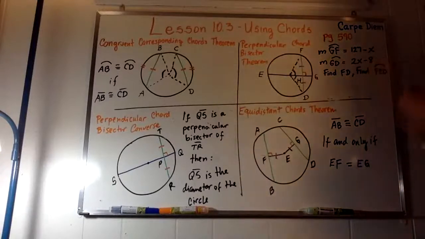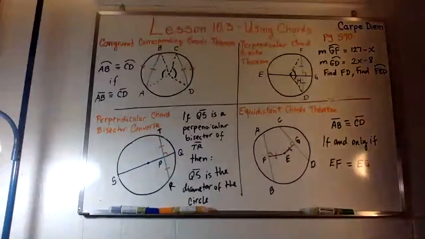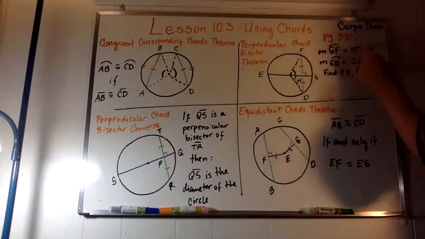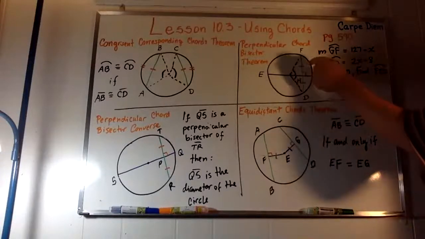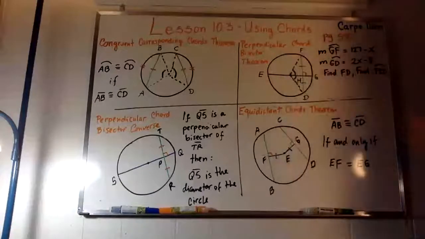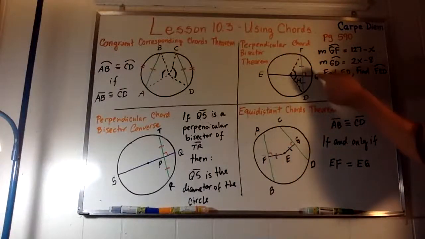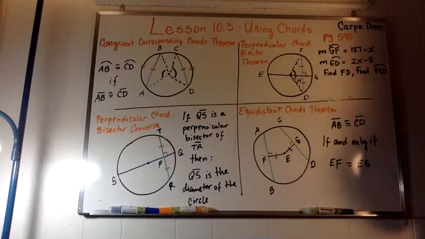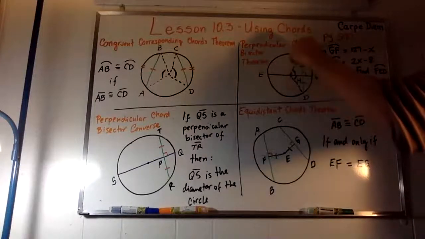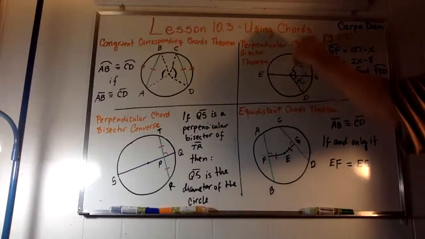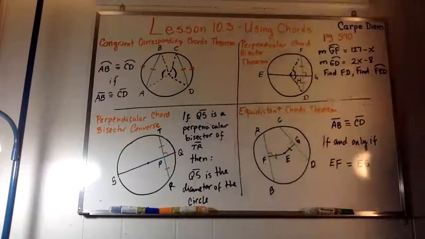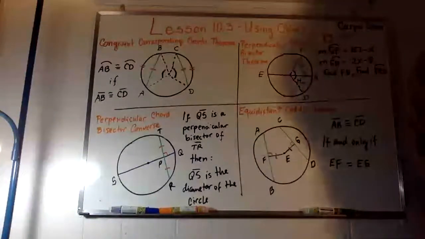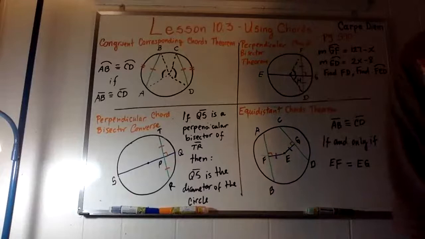All right. So this is the exercise. This exercise is telling you that the arc GF, its measure is 127 minus x. Also, we are given this other minor arc, GD. Its measure is 2x minus 8. With that in mind, the major arc, this one that goes from F to D. All right, that's it. So let's begin.